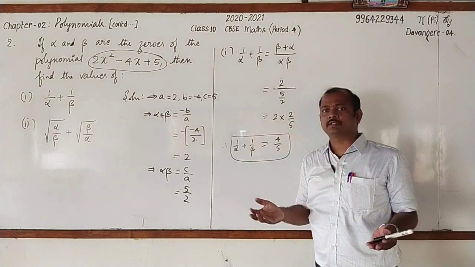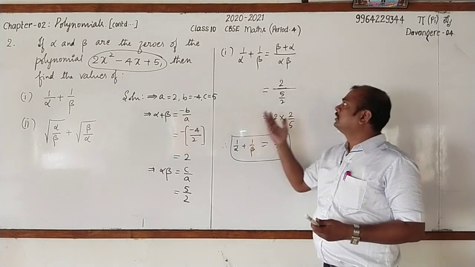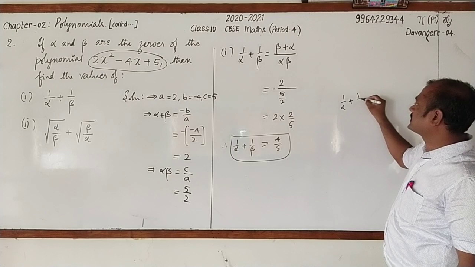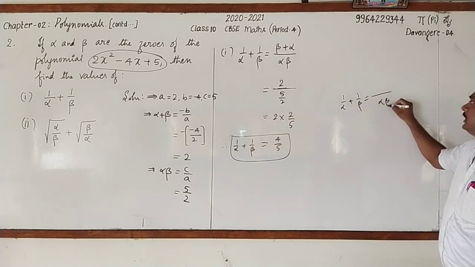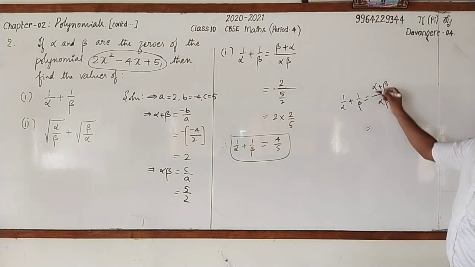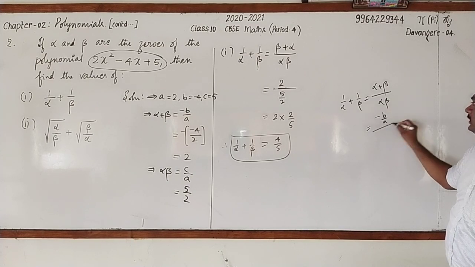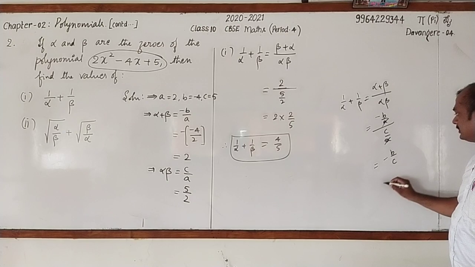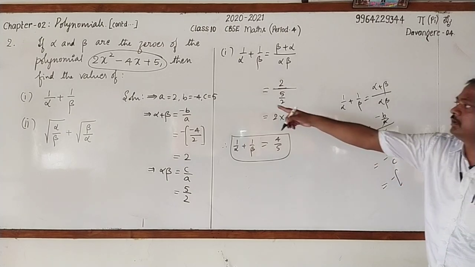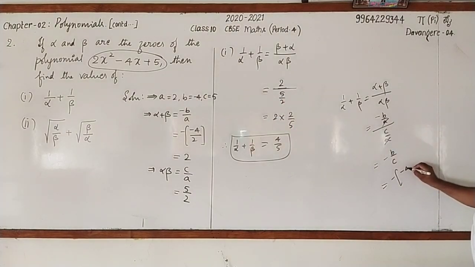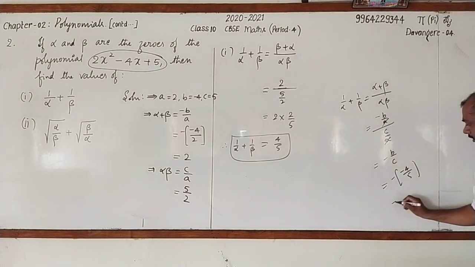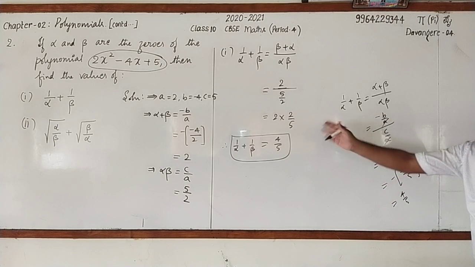There are many methods. Even you can solve it like this also. Just observe. 1 by alpha plus 1 by beta is equal to alpha plus beta over alpha beta. What is alpha plus beta? Minus b by a. Alpha beta, c by a. The a gets cancelled. Minus b by c. Minus into, what is b? b is minus 4. And c is 5. Then it is 4 by 5. See, the same answer.